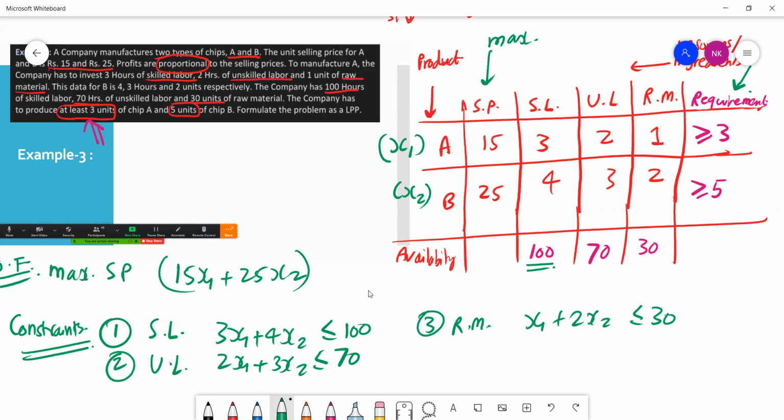So we have covered all the values except these requirements. The requirements are also constraints, that you at least require to produce this. Whenever the term at least comes, it's a constraint. So your fourth constraint will be the requirement: x1 greater or equal to 3 and x2 must be greater or equal to 5. This is the requirement.